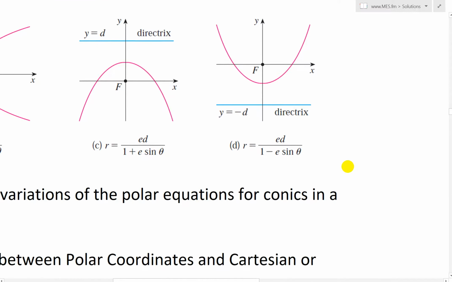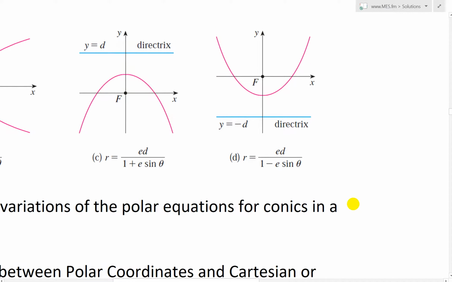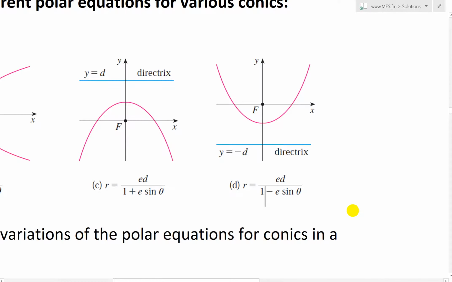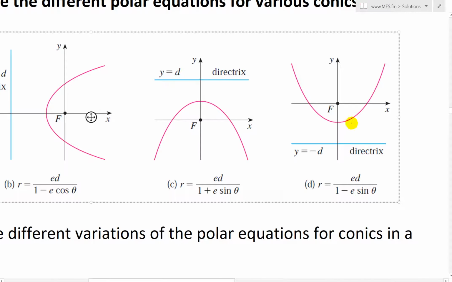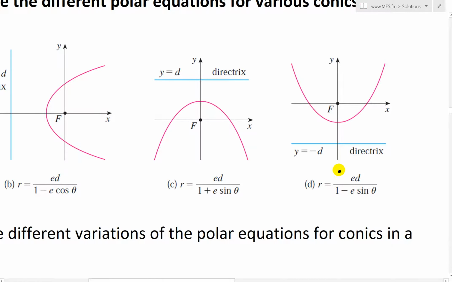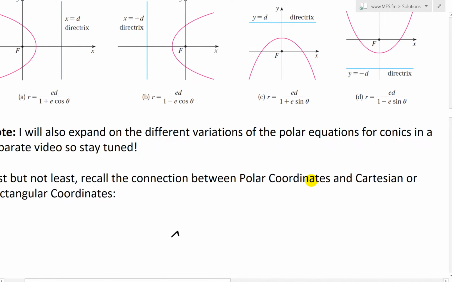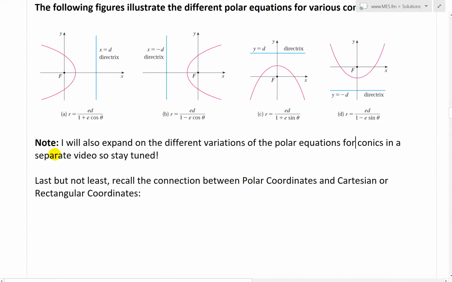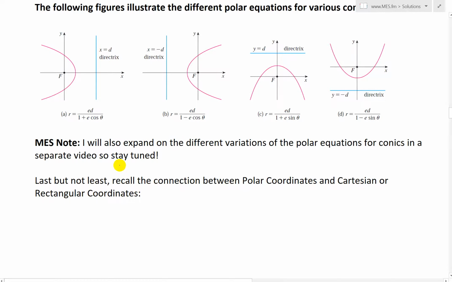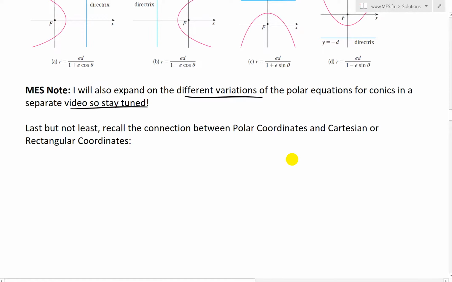Also interesting, as I'll show in later videos, an ellipse or a hyperbola could have two foci, but the definition just uses one, so you'll always have that one, even though there are two. For example, a hyperbola will have an extra focus over here, but nonetheless this still encompasses the conic. Very interesting stuff once I get through it in later videos. A note: I will also expand on the different variations of the polar equations for conics in a separate video, so stay tuned. This video is more of a summary because it's a lot of info.